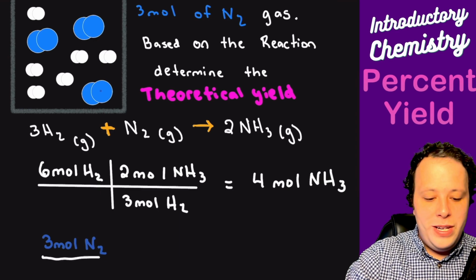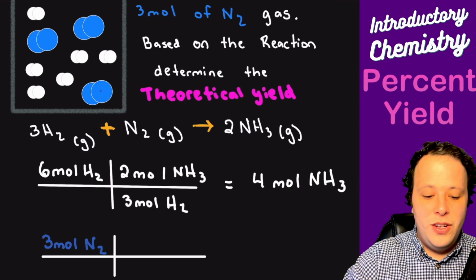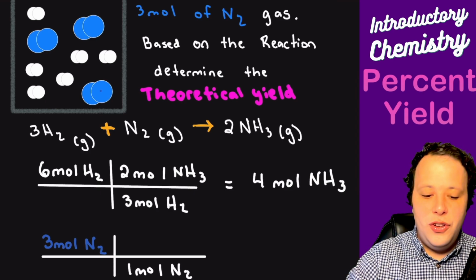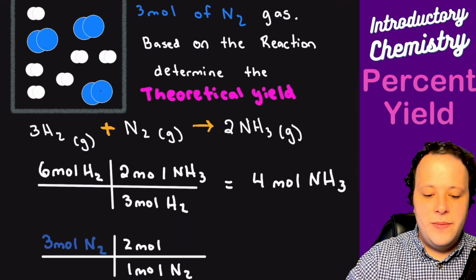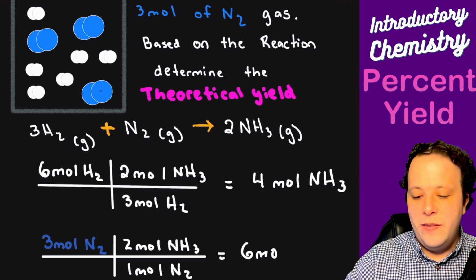So if I have 3 moles of nitrogen, and from our chemical equation we can see that 1 mole of nitrogen reacts and creates 2 moles of ammonia, well, this is going to make a total of 6 moles of ammonia.